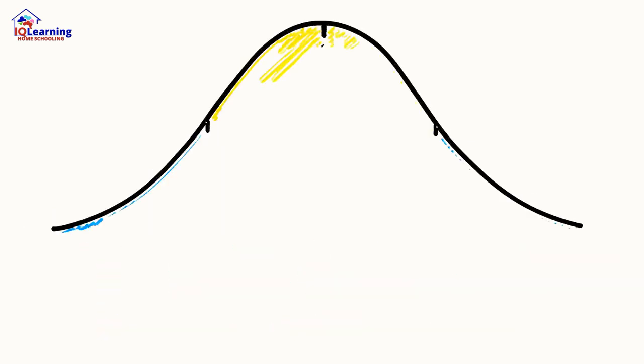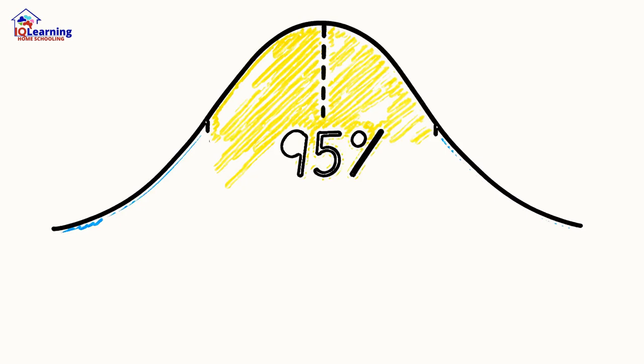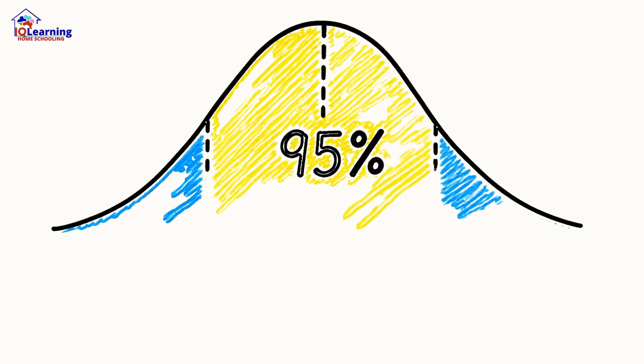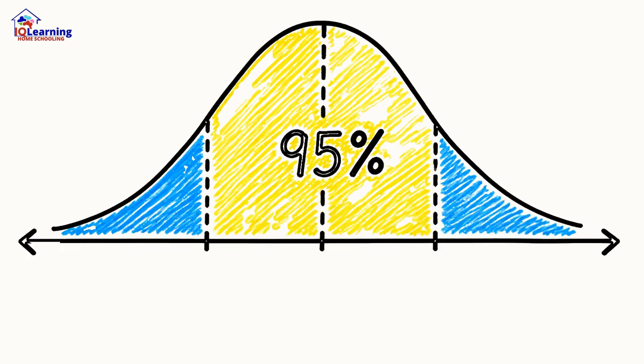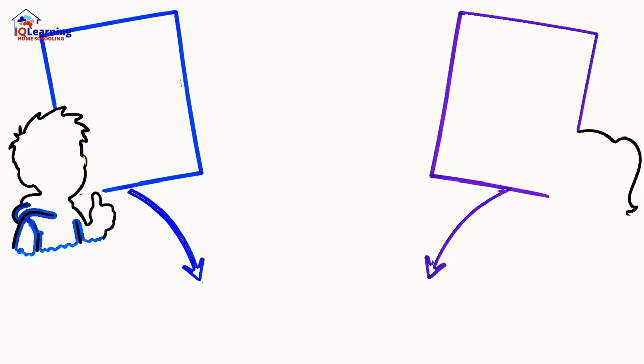So if IQ scores have a mean of 100 and a standard deviation of 15, we instantly know that 95% of people score between 70 and 130. No complex math required. This allows us to compare completely different things.